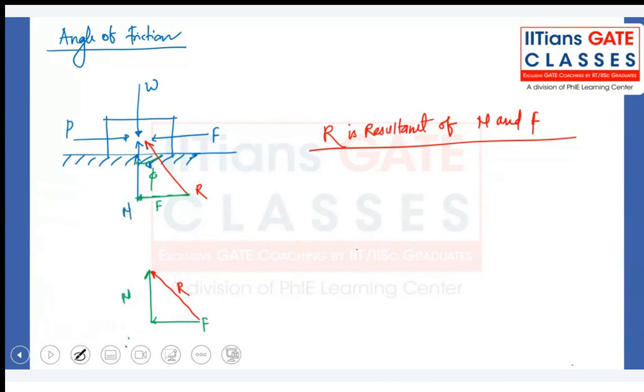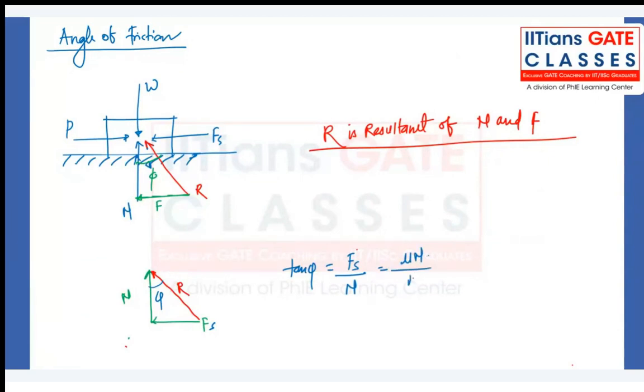Tan of phi, and this is your phi angle. Tan of phi is equal to the perpendicular, that is Fs, the frictional force, divided by the normal reaction. And what is the frictional force? Mu s into N, and N will get cancelled. So mu s is the tan of phi. What we can conclude here is that tan of the angle of friction is equal to the coefficient of friction. Can we conclude it like this?